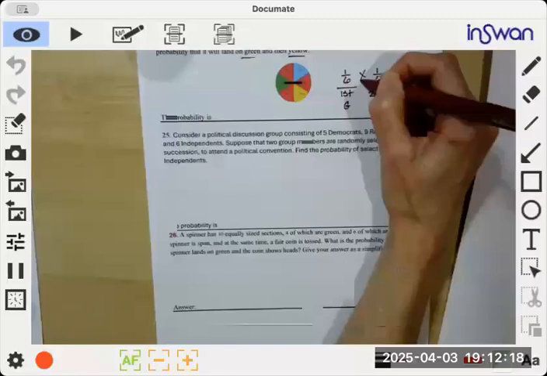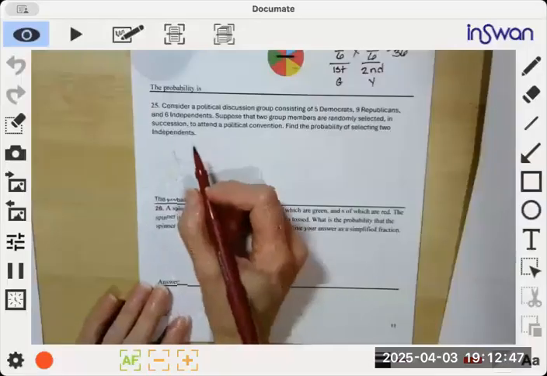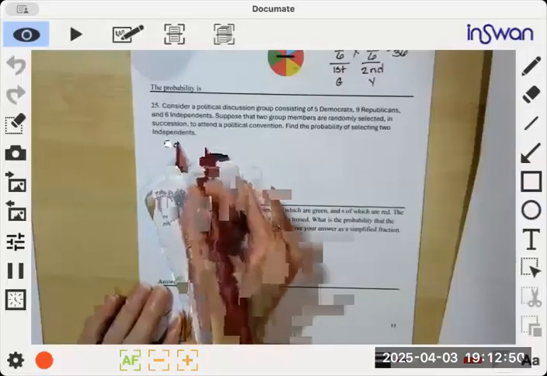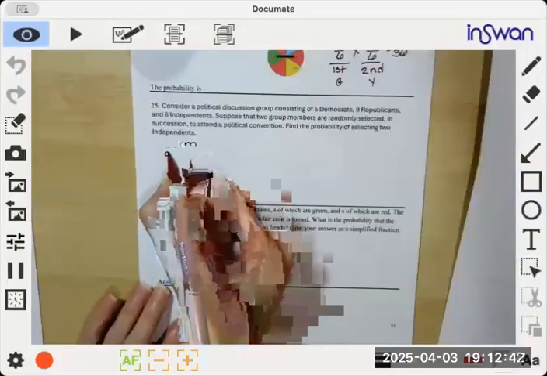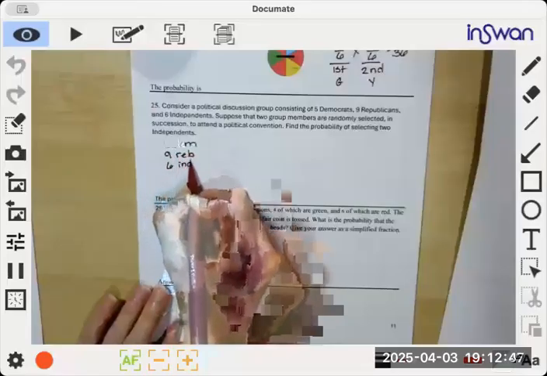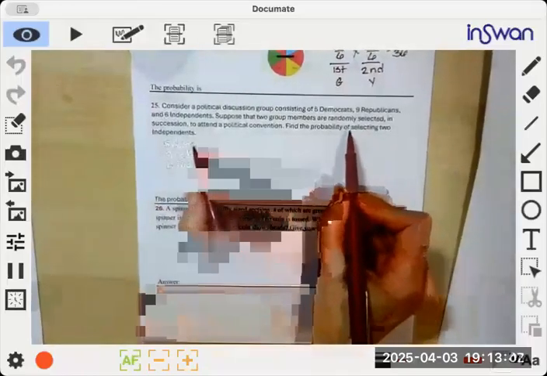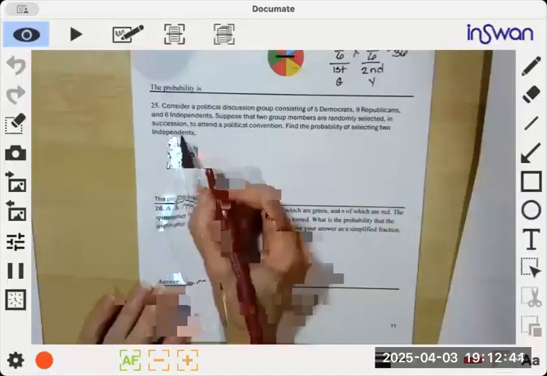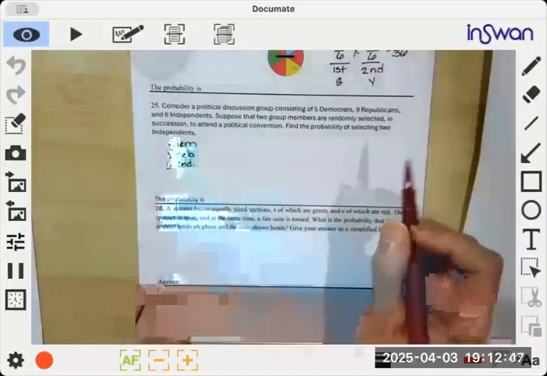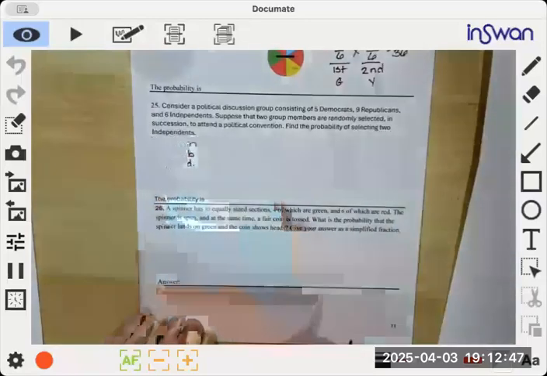Okay, I'm sorry, while we're on this page, can you do 25, please? 25, yeah. Okay, consider a political discussion group of 5 Democrats, 9 Republicans, 6 independents. Suppose that 2 group members are randomly selected in succession to attend a political convention. Find the probability of selecting 2 independents.